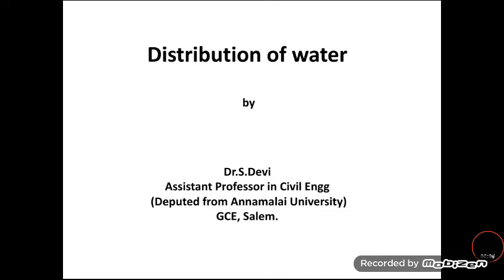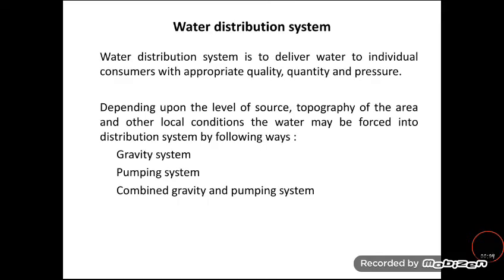Now we are going to discuss the distribution of water. After treatment processes, the water is to be distributed to the consumer with appropriate quality and quantity and at appropriate pressure. Each and every individual will get the water through the water distribution system. Depending upon the topography, levels and gradients, the following system may be decided to supply the water.